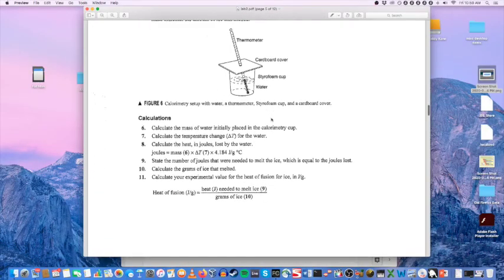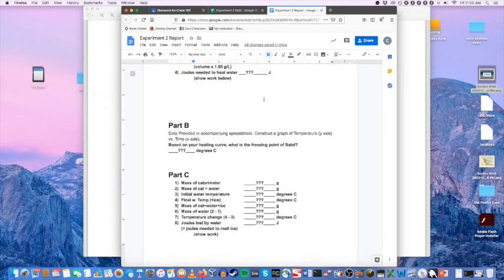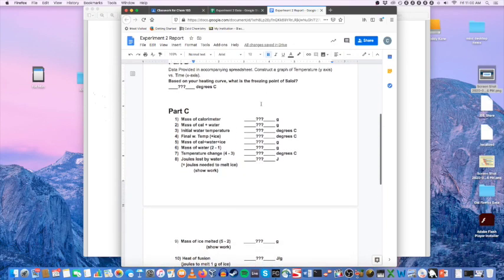So, the data is, again, here in the sheet. The mass of the cup is 6.988. The mass of the cup plus the water is 106.25. The initial temperature is 21 degrees, and the final temperature is 2 degrees. And the final mass plus the ice is 133.833 grams. So from that information, you can answer the questions for part C.